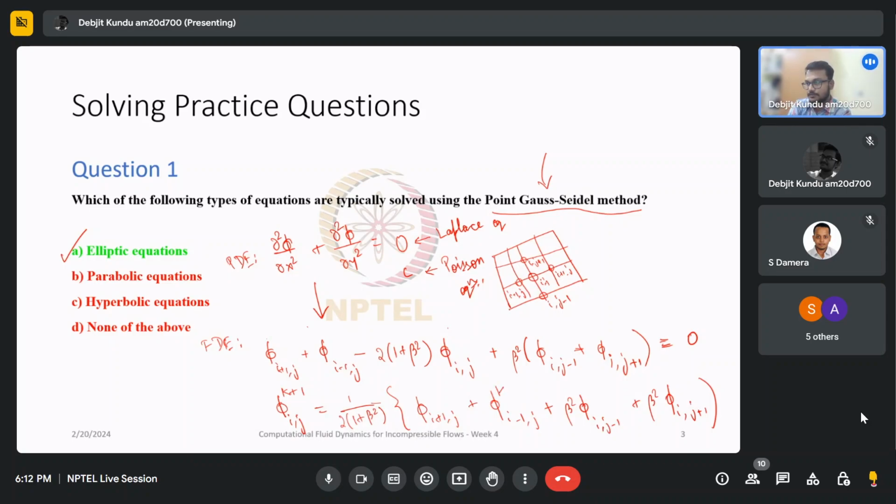So we will use the previously calculated values, the updated values at the k plus 1th iteration, and for the i plus 1 comma j and i comma j plus 1, we still have the known quantities from the previous iteration, so we will use them. The previous iteration is the kth iteration, so we will use that, and this is the point Gauss-Seidel method, if you will. So this is how we solve elliptic equations using the point Gauss-Seidel method.